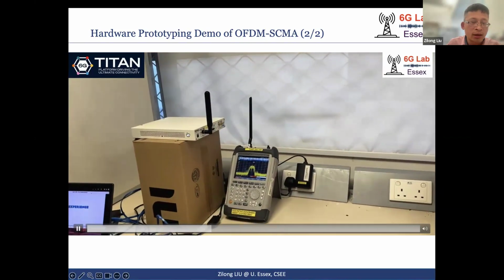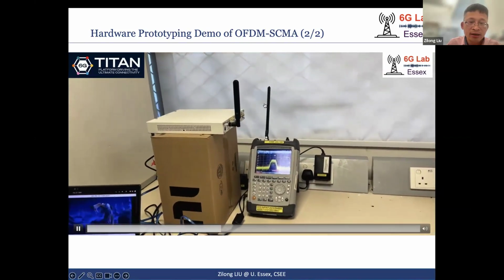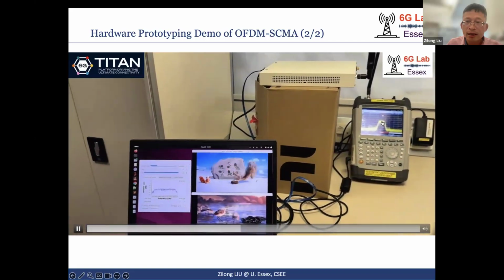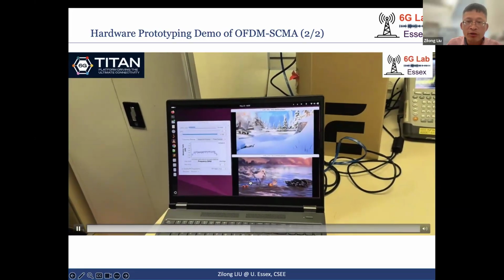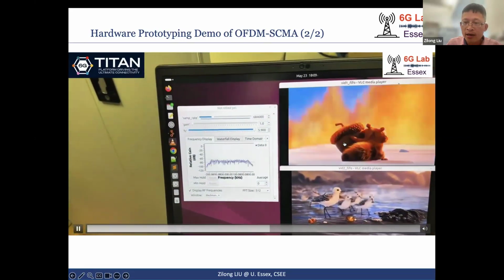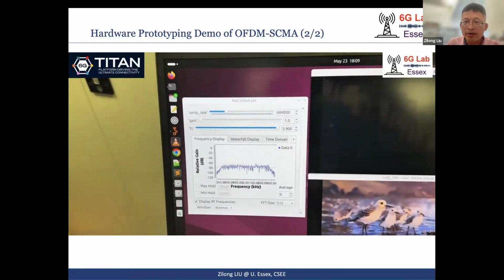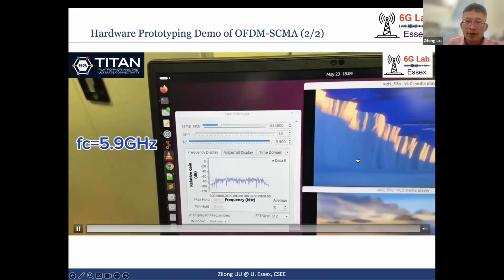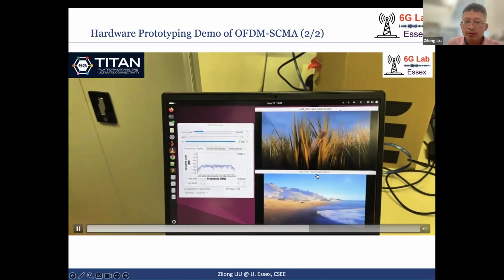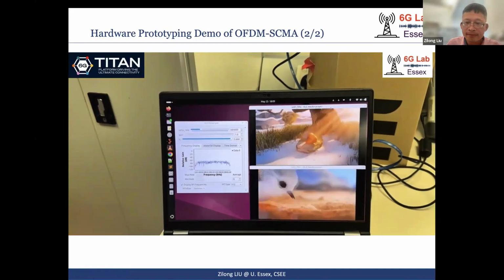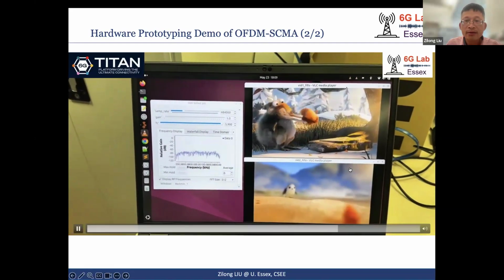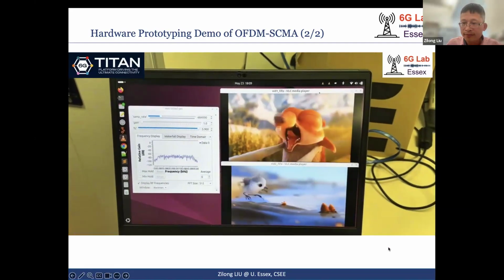Now we can move to this receiver end. And now you can see our spectrum, based on this spectrum analyzer. And now we can see a smooth transmission of these two videos. Basically every video has a data rate of 600 and uses a carrier frequency of 5.9. So here is this demo.